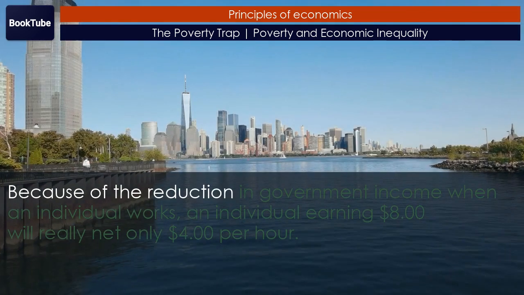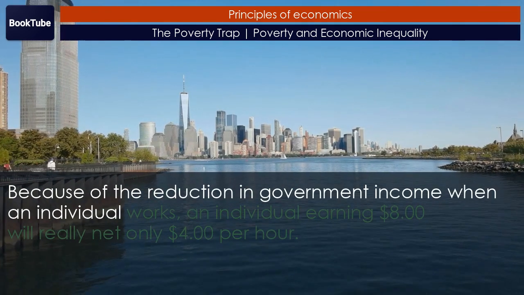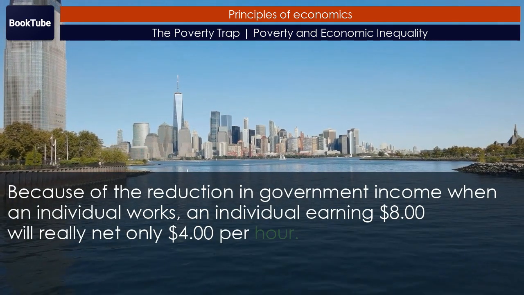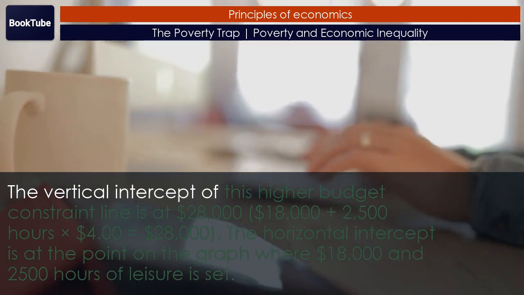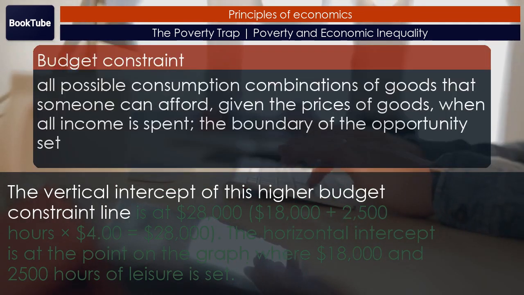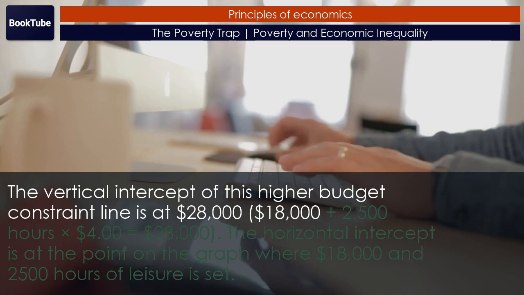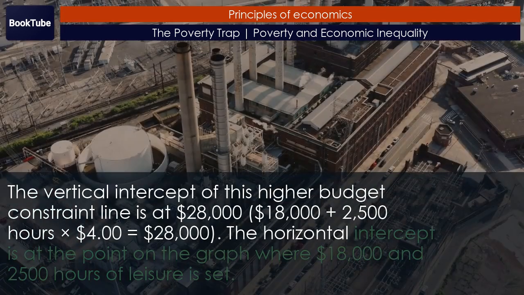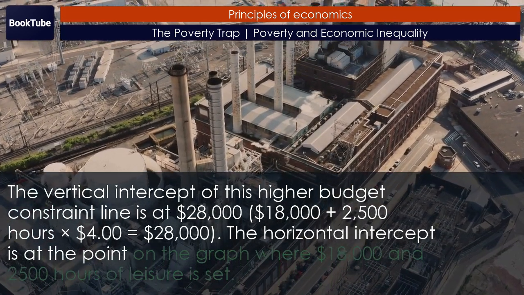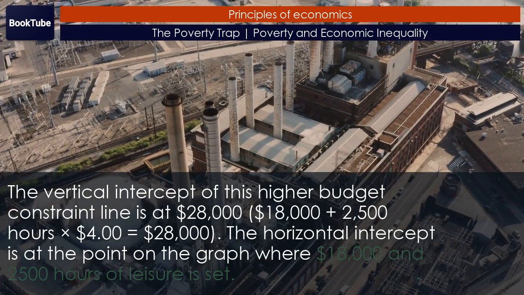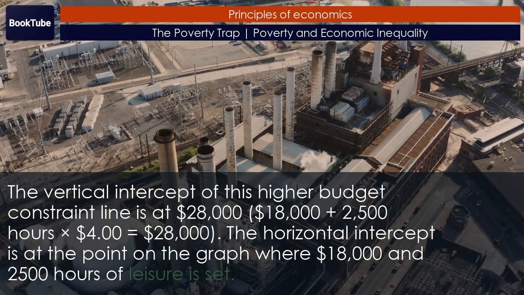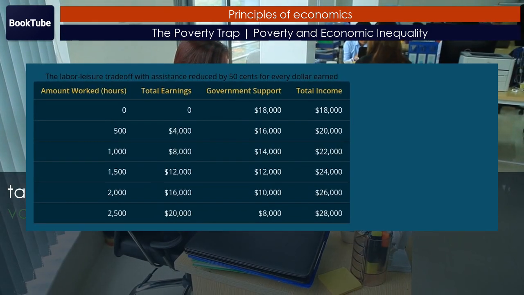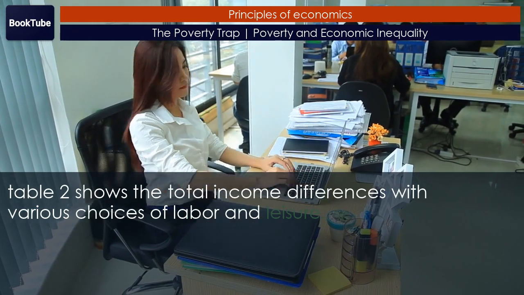Because of the reduction in government income when an individual works, an individual earning $8 will really net only $4 per hour. The vertical intercept of this higher budget constraint line is at $28,000. $18,000 plus 2,500 hours times $4 equals $28,000. The horizontal intercept is at the point on the graph where $18,000 and 2,500 hours of leisure is set. Table 2 shows the total income differences with various choices of labor and leisure.